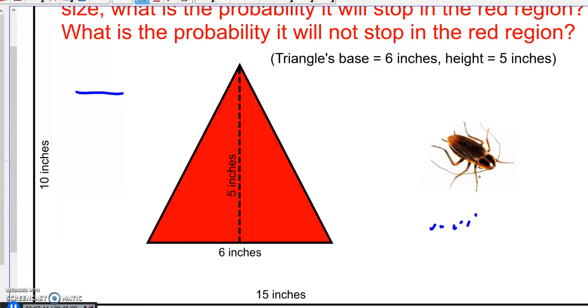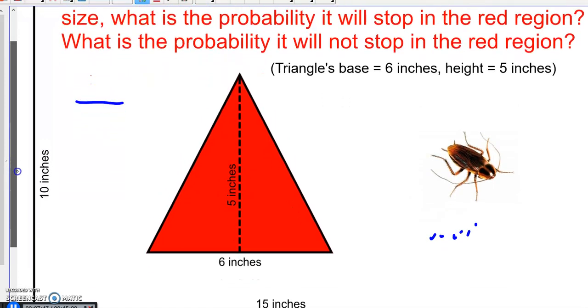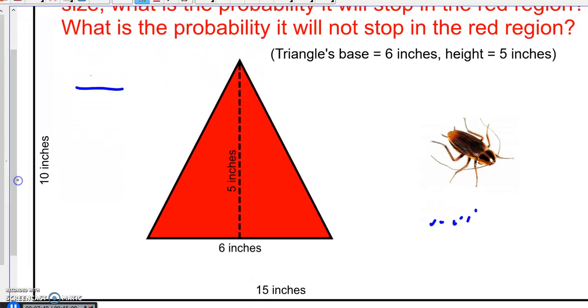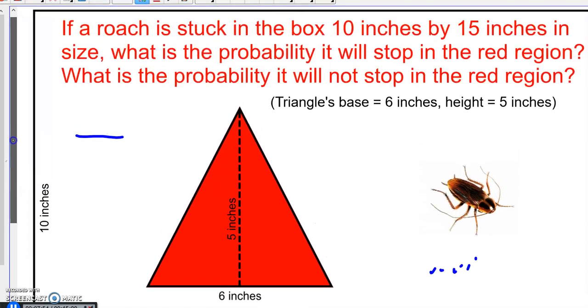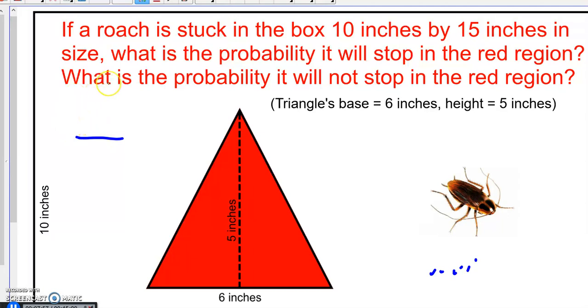What we can do is think about the area of the whole rectangle, because that's our total area possibilities. So the way I would think about this is the probability that it stops in the triangle is going to be the area of the triangle, because that's what we want to find the probability of, divided by all of the possibilities. Well, all of the places it could stop is anywhere in the rectangle, so we do the area of the rectangle as our total possibilities. Okay, so it's a little bit different way to think about it than counting like we've been doing. So we do those two calculations.